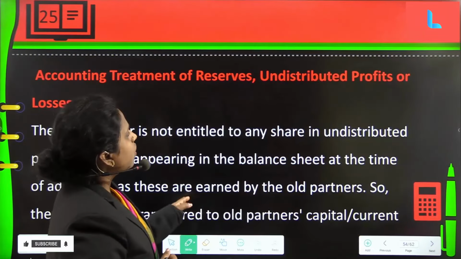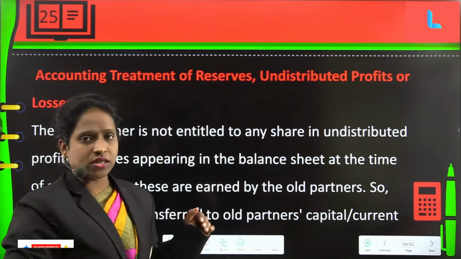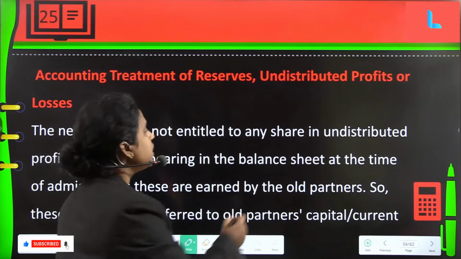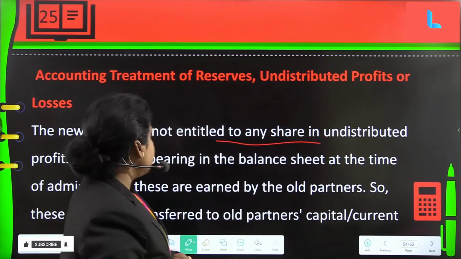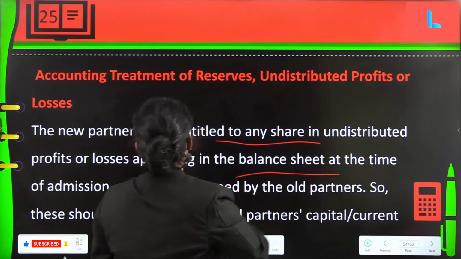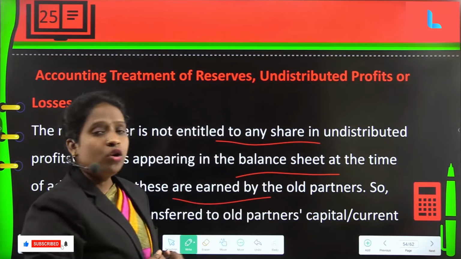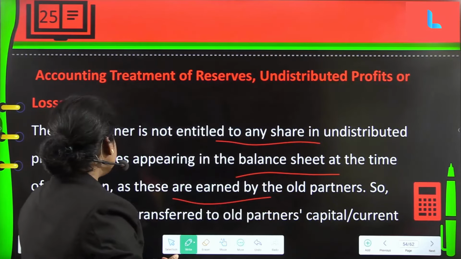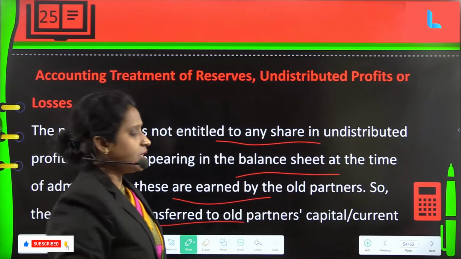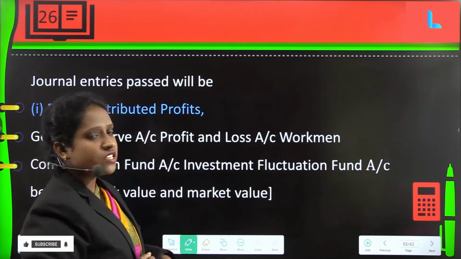Accounting treatment for reserves, undistributed profits, or what we call losses. So let's discuss this. The new partner is not entitled to any share in undistributed profits or losses appearing in the balance sheet at the time of admission, as these are earned by the old partners. Therefore, these should be transferred to the old partners' capital or current account. Then the journal entries passed will be like this.